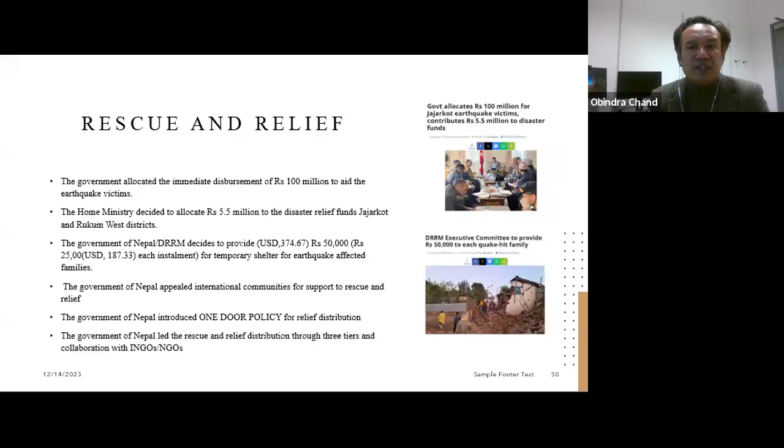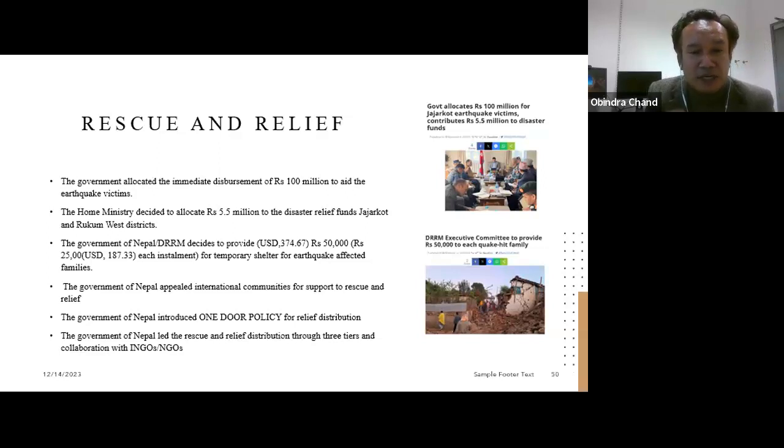To respond to this, the government of Nepal allocated immediate funds of two types, for emergency and temporary shelter. The government announced it would provide 50,000 Nepali rupees, equivalent to 374 USD, divided into two installments, with 178.87 USD per installment. The government of Nepal also appealed to the international community for support for the rescue and relief package.